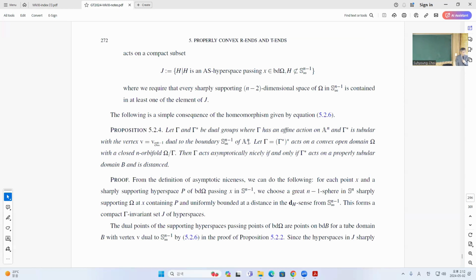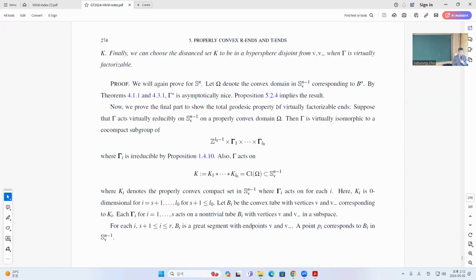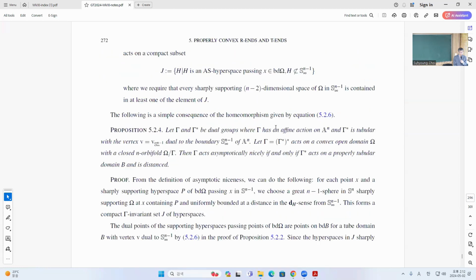So the point is that if you have this dual action and it acts on Ω, then it's asymptotically nice if and only if the dual acts in a distance way. That's because the basic fact is that any of these elements of the supporting hyperplanes corresponds to a point on the boundary segment. There's some point corresponding to it, exactly one. So this is a dualizing of that argument, and so you can prove that.